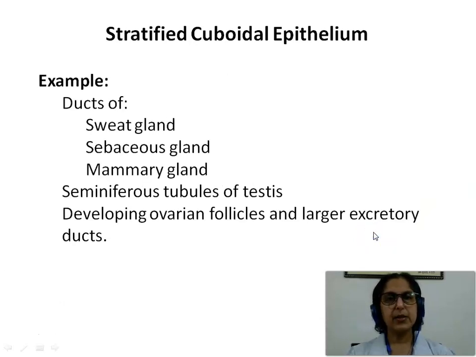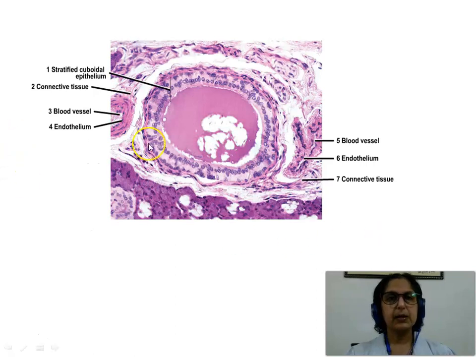Examples where we see this in the body: the ducts of sweat gland, sebaceous gland, and mammary gland, seminiferous tubules of testes, and the developing ovarian follicles, and larger excretory ducts. This, what we see here, is a duct lined by stratified cuboidal epithelium.